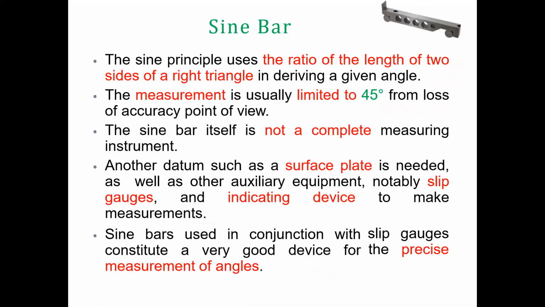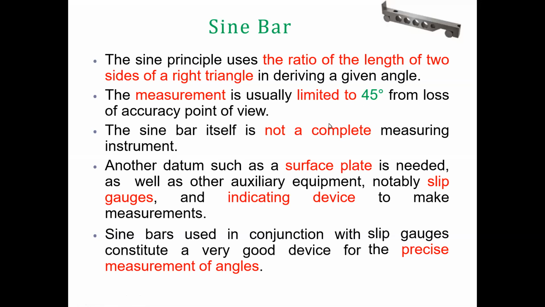Different applications are there. Before going to different applications, these are all discussed in the first slide itself. Sine principle is the ratio of the length of two sides. In these sine bars, the measurement is limited to 45 degrees. We will get accurate results only between 15 degrees and 45 degrees. It is not possible to take accurate results beyond 45 degrees and below 15 degrees, because of so many reasons. We will discuss the reasons later.